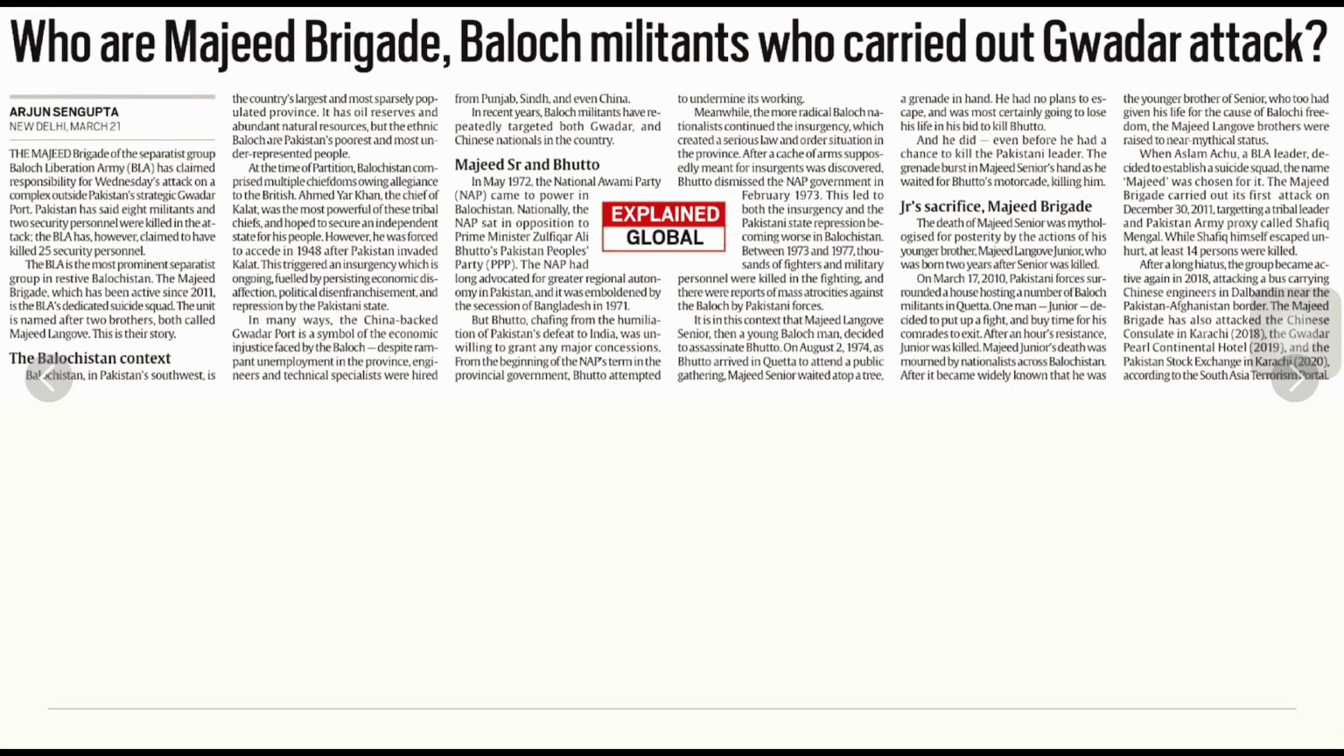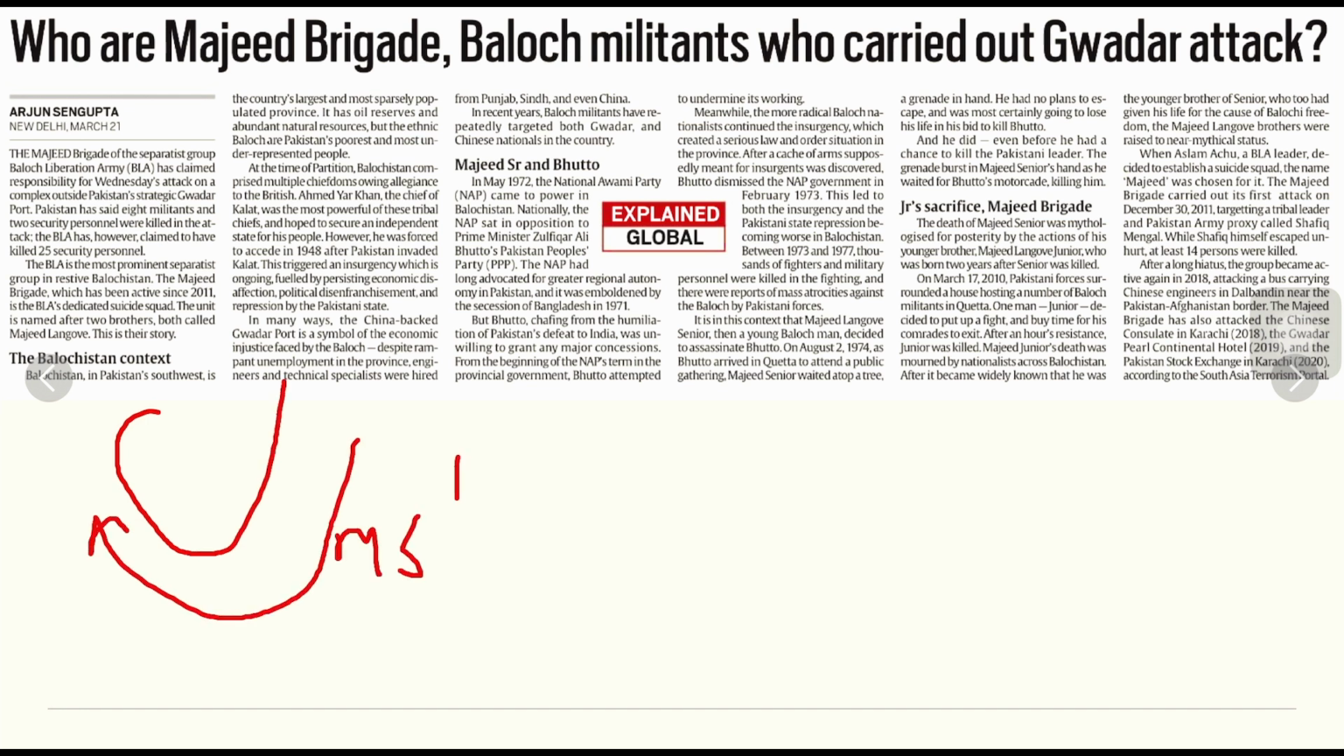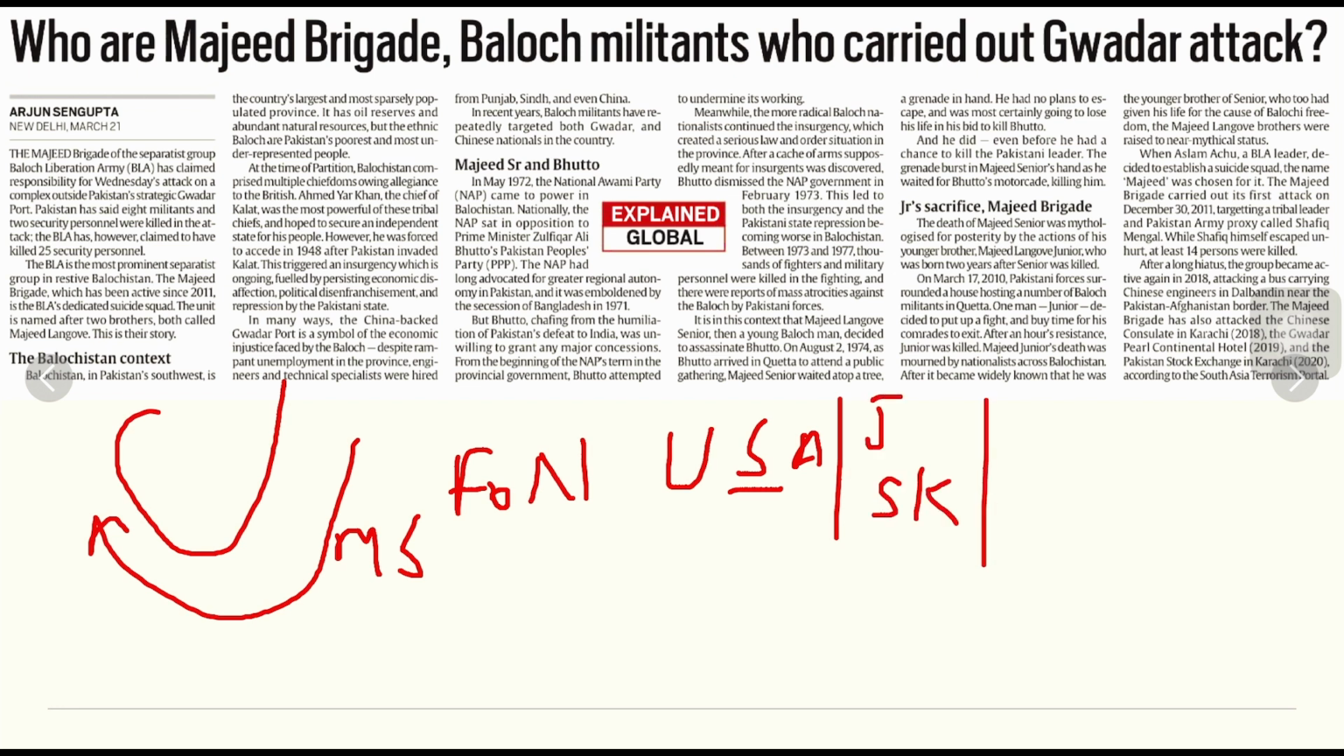Now comes the Majeed Brigade, Baloch militants who are carrying out the Gwadar attack. Gwadar is a port in Pakistan that is controlled by China. China actually wants this Gwadar port to circumvent the problem of the Indian Ocean and the Malacca Strait. As you know, freedom of navigation is a doctrine that is advocated by not only the USA but its allies in Asia, like Japan, South Korea, etc., and its strategic partner, even India.